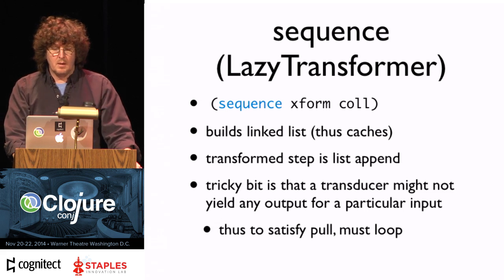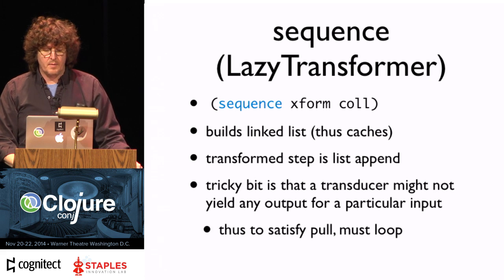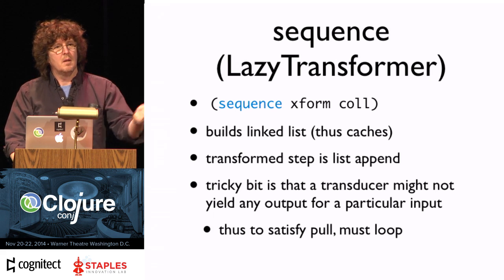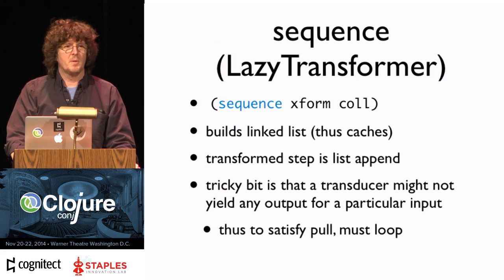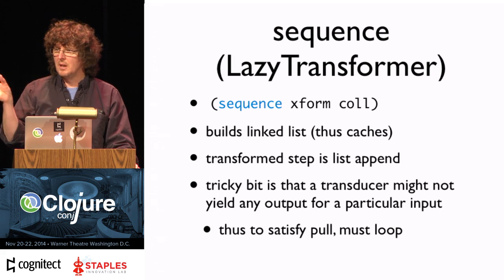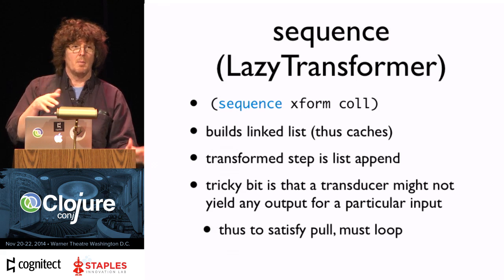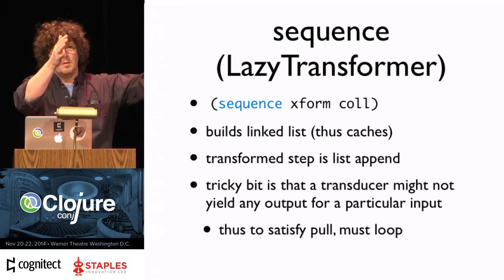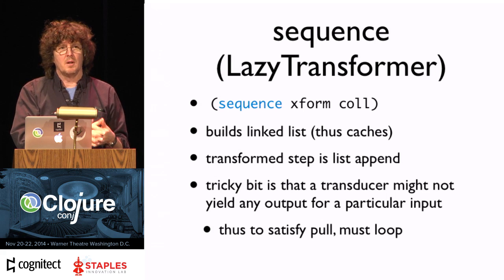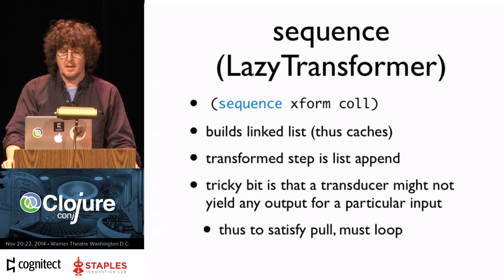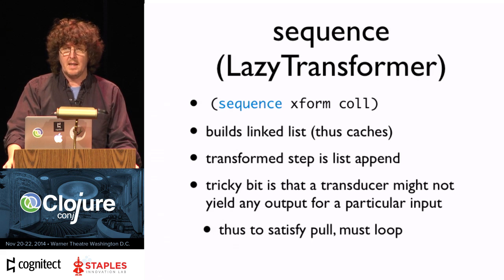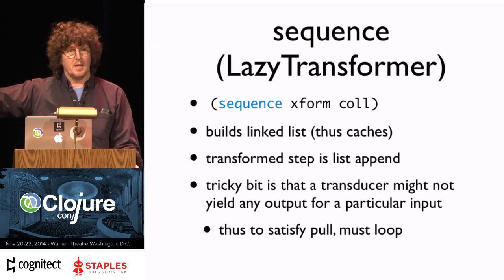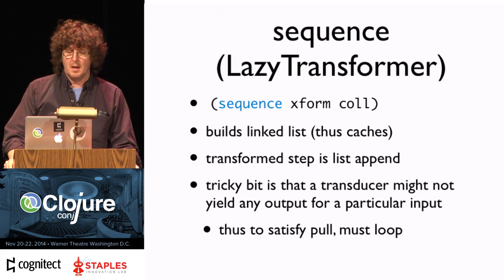So what is this step of sequence? Essentially, it's building a linked list, right? So the transform step is sort of list append. We don't really use list append, and usually list append is really expensive. So it must be doing some fancy modifying version that's efficient of list append that actually can add to the end of a list. And that is what it does. And that's what lazy seq did as well.